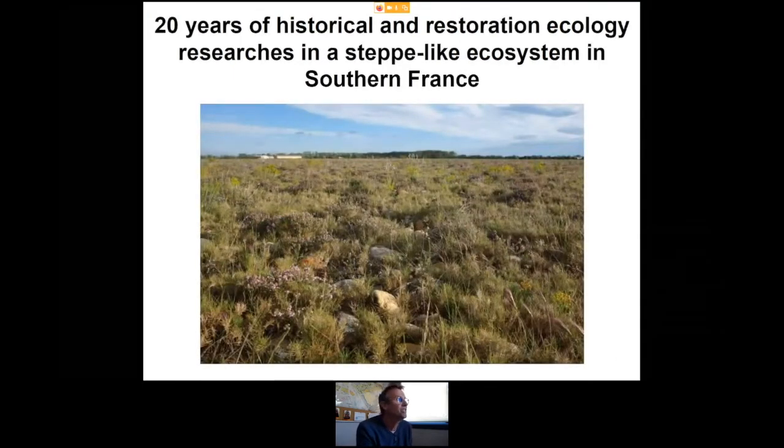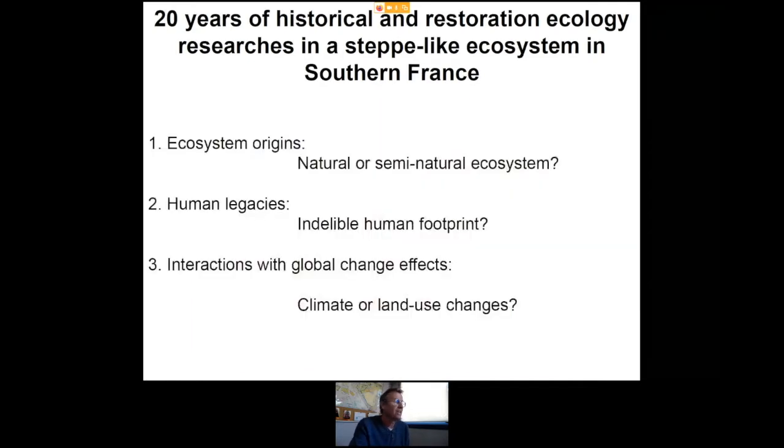So that means now 20 years that I have been doing, with my team, historical and restoration ecology in a steppe-like ecosystem in southern France, which is called La Crau. I will present more detail about this area after. And so the major question we had concerning historical ecology was the ecosystem origin of this area. Is it a natural or semi-natural ecosystem? This is really a classical question before doing restoration and conservation.